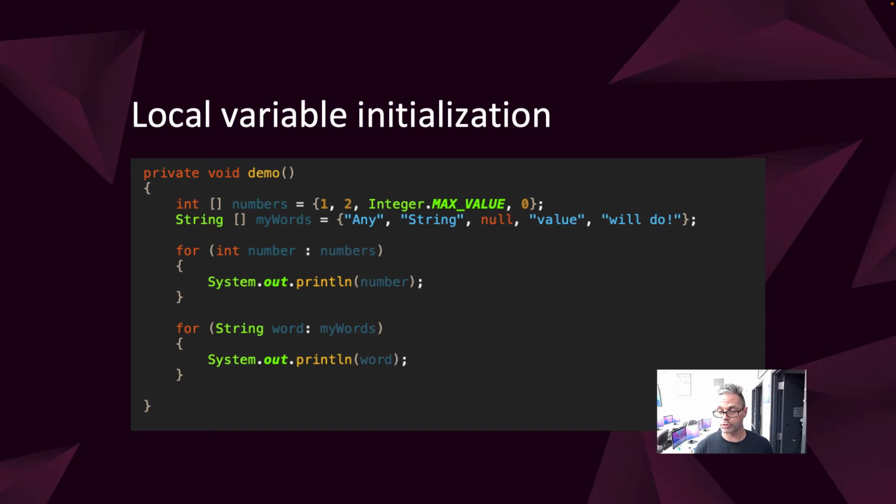And then I have a for each loop to traverse those two different arrays. So for int number colon numbers, it'll print out 1, 2 billion and change, and then 0. And then for word in words, it'll do any string, null, and then value will do, on separate lines. And so that's how you can do a local variable based initialization. So if you have the values you just want to throw in right there for quick and easy stuff, you can make that happen right there.